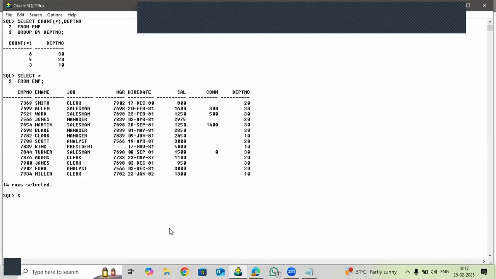Write a query to display number of employees who are working in each job. Write a query to display number of employees who are working in each job. Any answer?